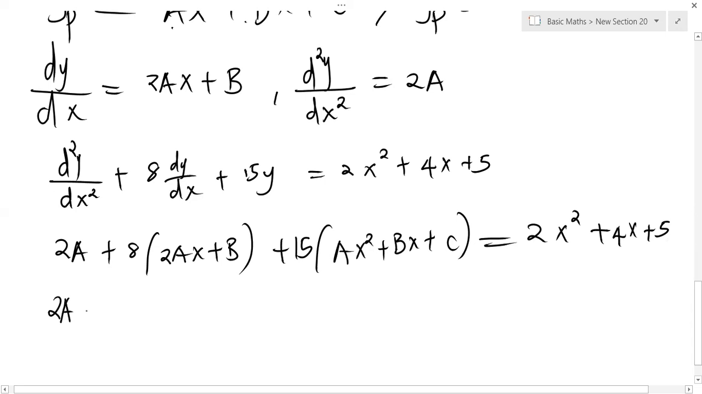So we have 2a plus, is there a constant here? Yes. 8b plus, is there a constant here? Yes. 15c is equal to 5. Call this equation number 2, since we already had 1.